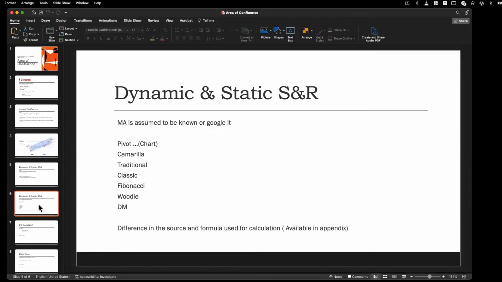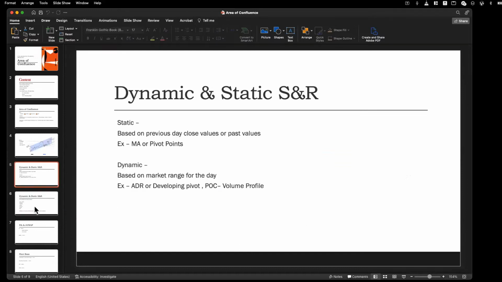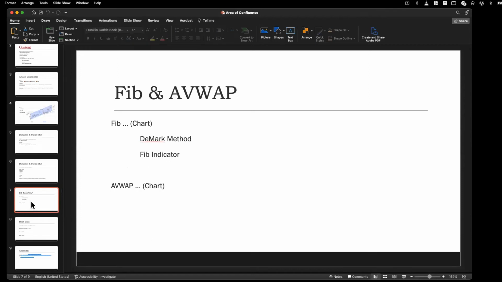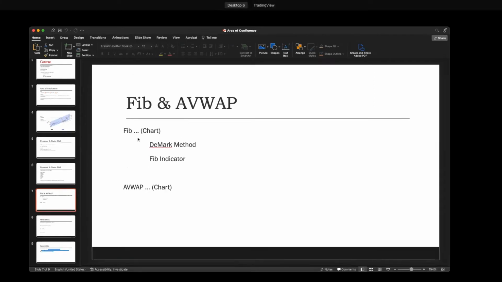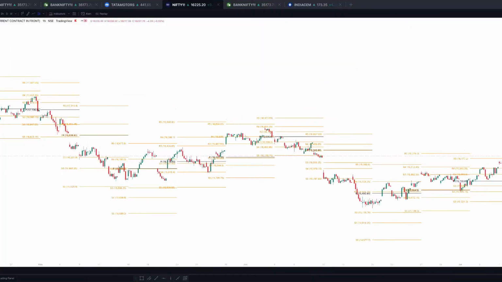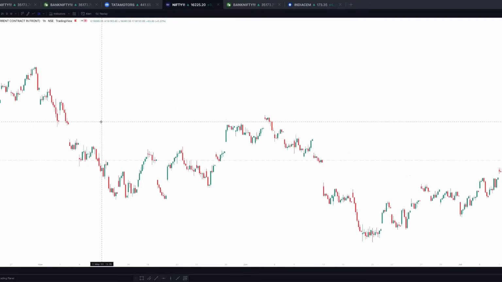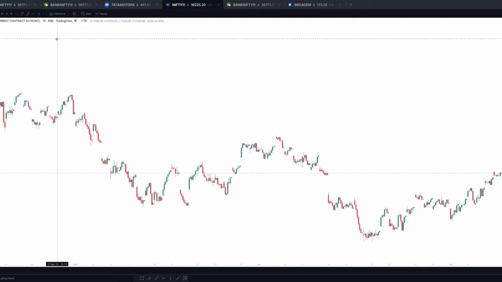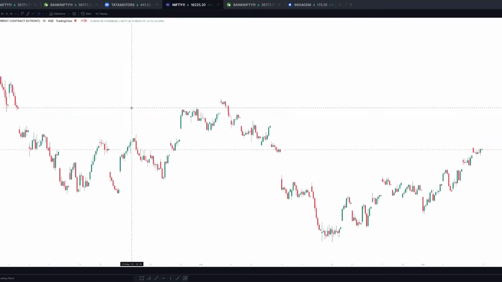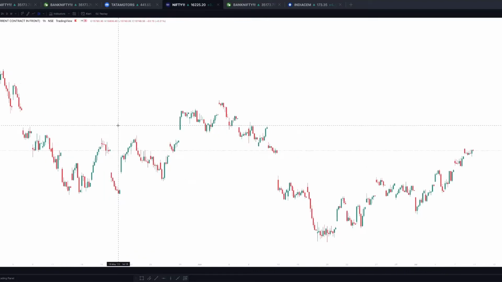Okay, so the next one is Fibonacci and AVWAP. In this section, we are first going to see a manual method. There were no indicators available beforehand in trading for drawing this particular Fibonacci, so first we'll go into the manual method. There are multiple ways to do it. I'm following a convention known as the DMARCS method to calculate. Because this is a recorded session, you don't need to note down the whole thing.